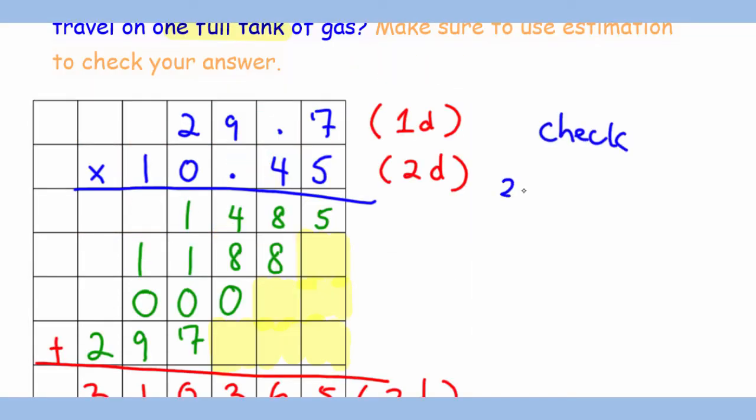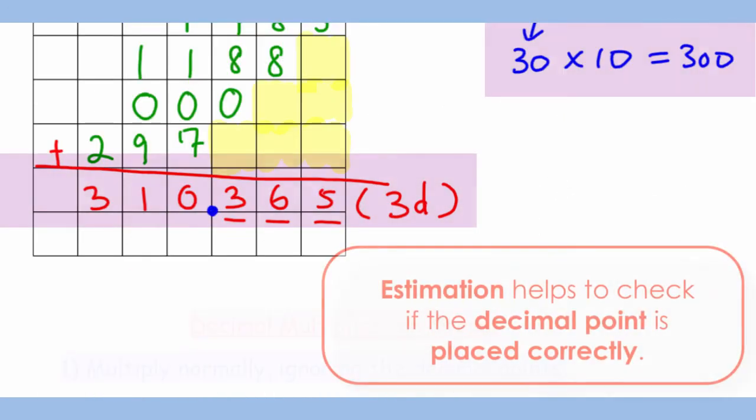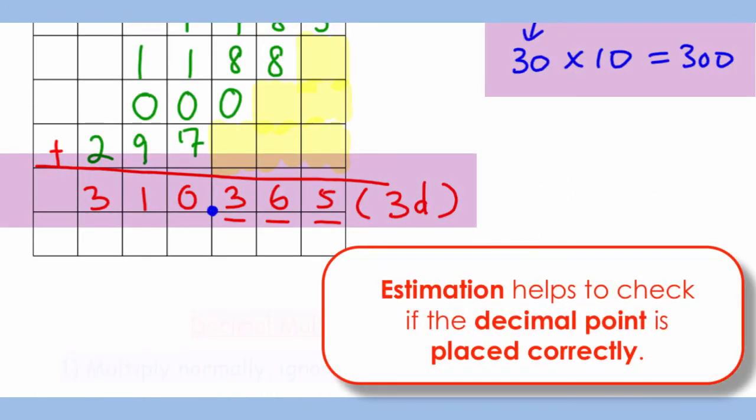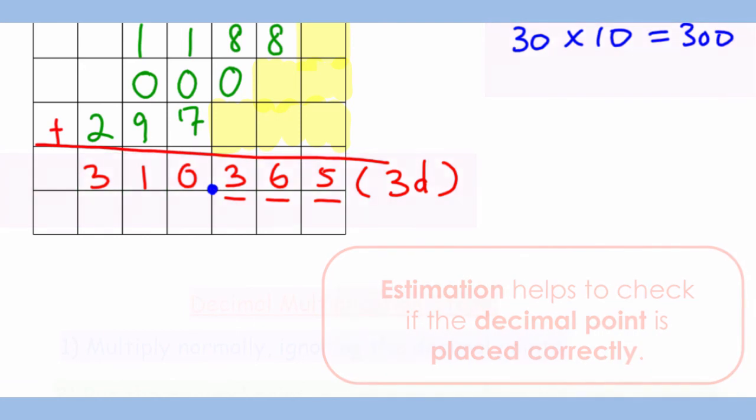Now let's quickly check to see if the answer makes sense. If we round this up, this is about 30 times 10, which is around 300. And that's what we got. So the answer sounds correct, especially where we placed the decimal point.